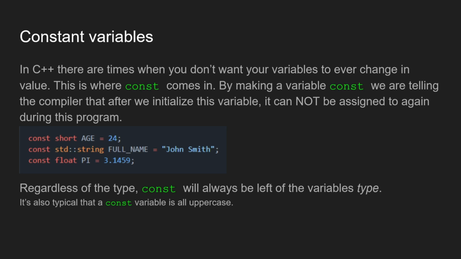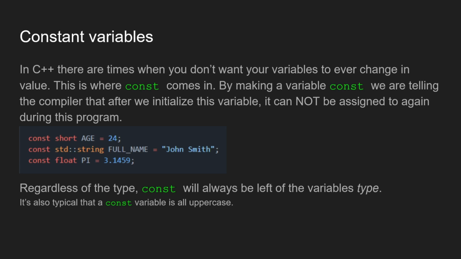Again, a constant variable cannot be assigned again later on, so you have to give it a value at initialization. You'll later learn that in function parameters you can make variables constant, and yes, even though it looks like the value changes, that variable itself doesn't change inside that function. Regardless of the type, the const keyword will always be to the left of the variable type. It's typical that const variables are also all uppercase, depending on who you were taught by. I was taught by my professor that everything is uppercase, except when it's a function parameter. There are caveats to that.